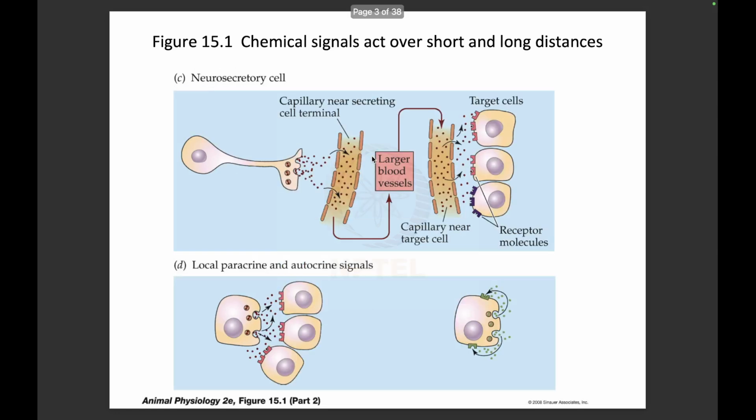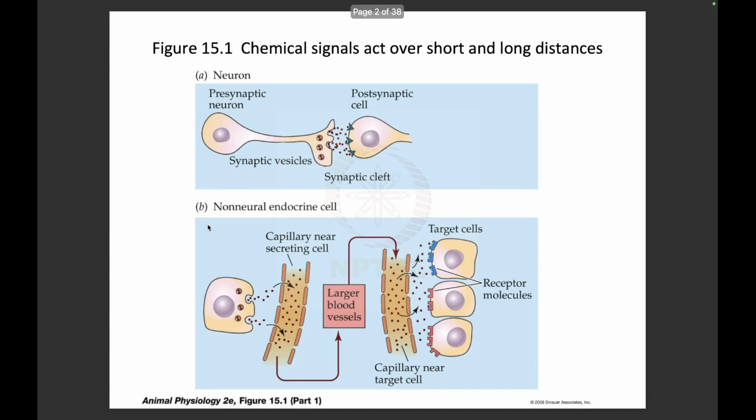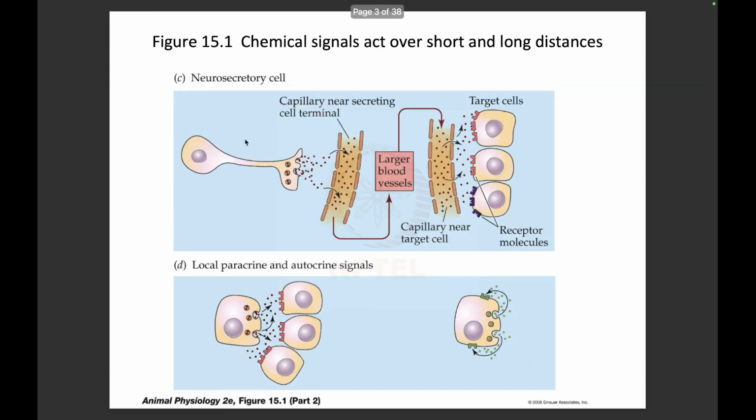Okay, here also it is a neurosecretory cell. Okay, so this is a capillary near the secreting cell terminal, the blood vessels, and then here it is a non-neural endocrine cell. This is a neuron which is secreting the hormones, which are carried with the bloodstream and go to the target cells.